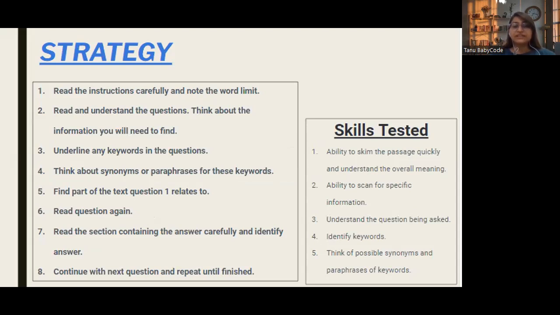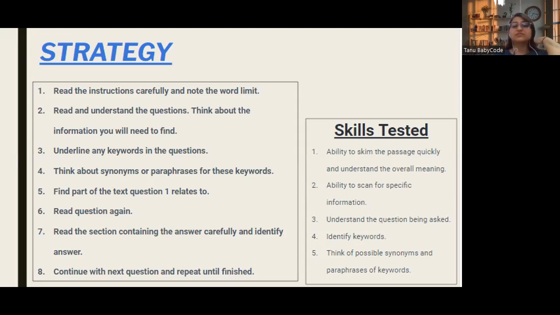First one, read the instructions very carefully, note the word limit. Second is read and understand your question. Think about the information you will need to find. Third thing, underline any keywords in the question that you believe are important and that help me locate my required information. Think about synonyms and paraphrasing for all those keywords you have selected.